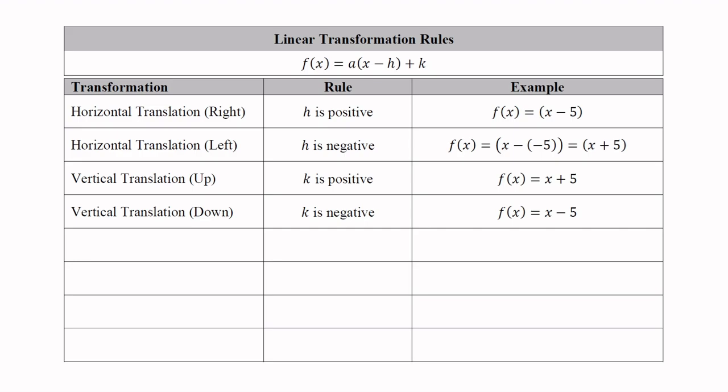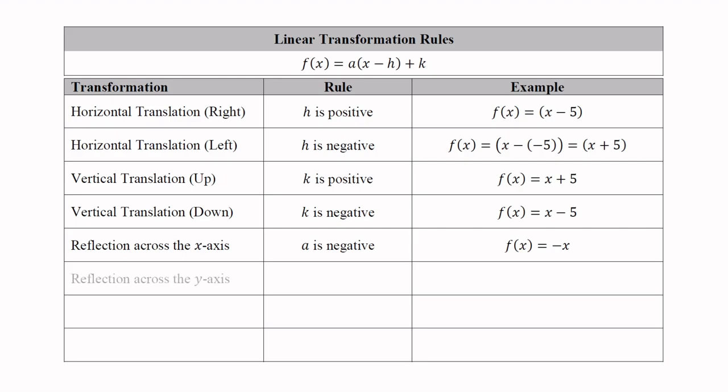The last 4 boxes are for a, because the sign of a tells us something and the value for a tells us something. So let's start with the sign of a. You have a reflection across the x-axis when a is negative. So if we have a negative x, like you see here.